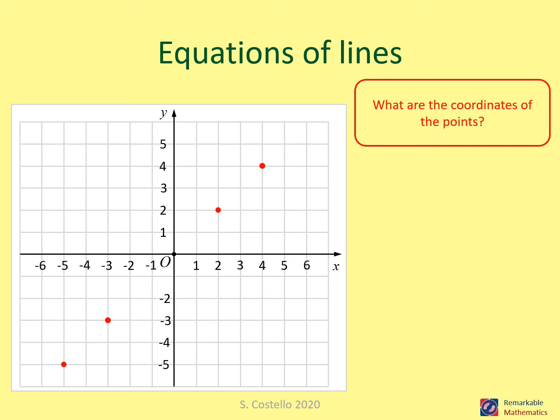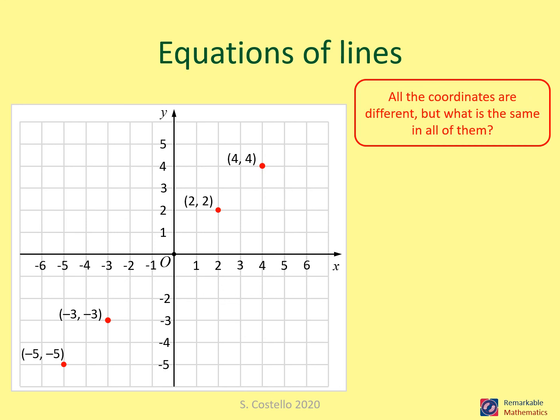What are the coordinates of these points? We've got -5, 5, -3, -3, 2, 2, and finally 4, 4. All the coordinates are different, but what is the same in all of them? What can you notice about those coordinates? The x values, or rather the y values, equal the x values.